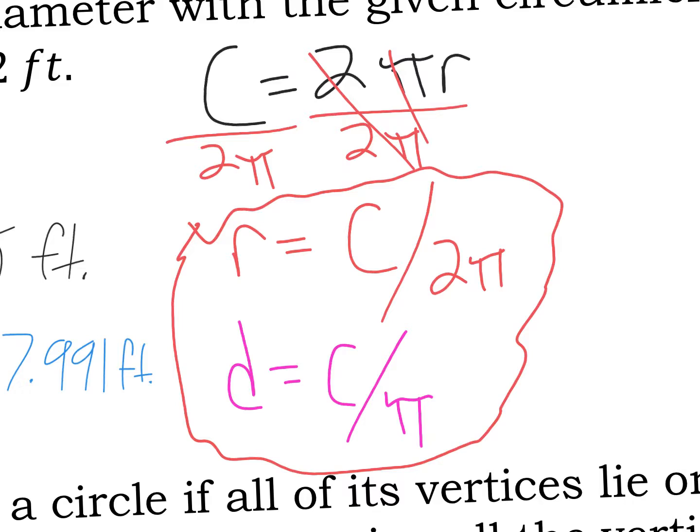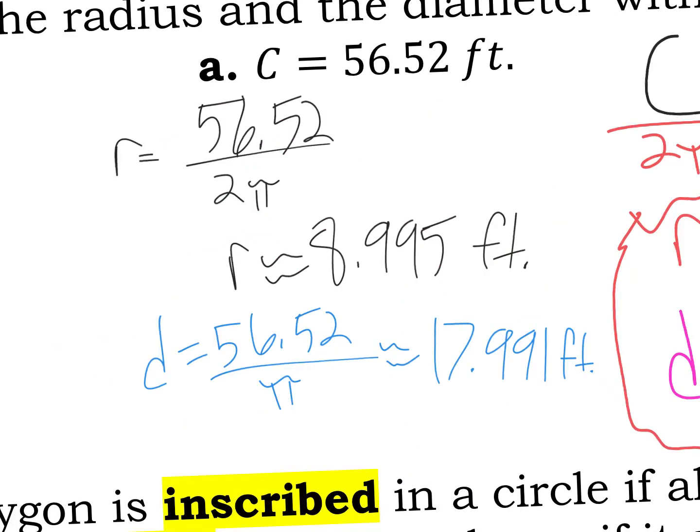Similarly, if you're looking for the diameter, you can take the circumference and divide it by pi, because you don't need to divide it by that 2, because you don't need to cut it in half, and that'll give you the diameter. Okay, for my first example, I'm given a circumference of 56.52 feet.